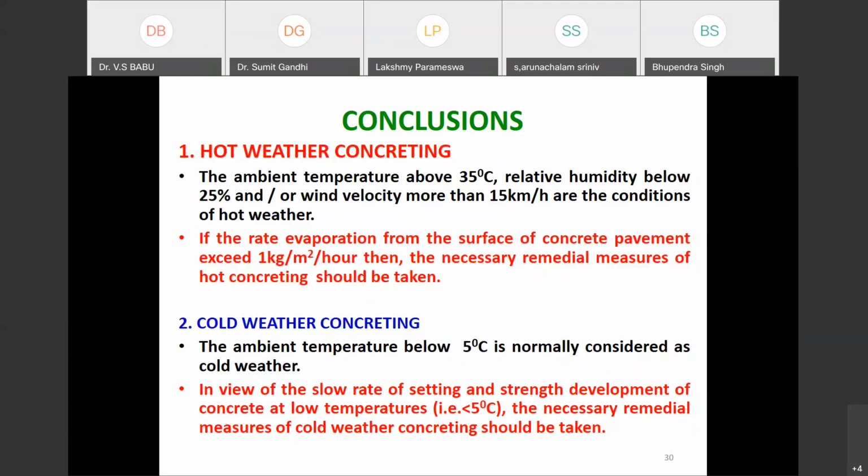Similarly, in cold weather concrete, an ambient temperature below 5 degrees centigrade is normally considered cold weather. Without the permission of the site engineer, you don't go for concreting in cold weather. But if you go for concreting in cold weather, certain precautions or remedial measures are to be taken.